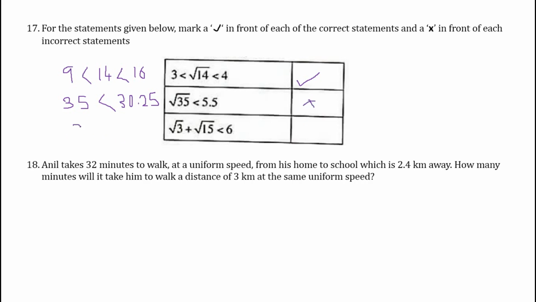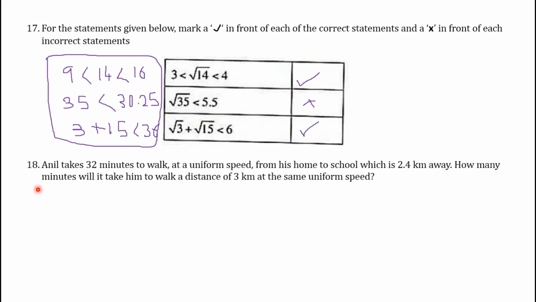Third statement. So 3 plus 15 will be equal to 36. I am doing this extra work for you to understand. If I do it in square form, you might be wondering how I am doing. So that's why I am doing it in the simplest way. So 3 plus 15 is 18. 18 is less than 36. That is a true statement.